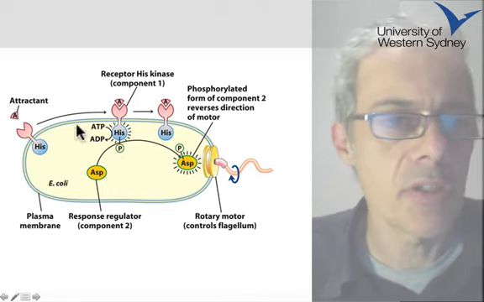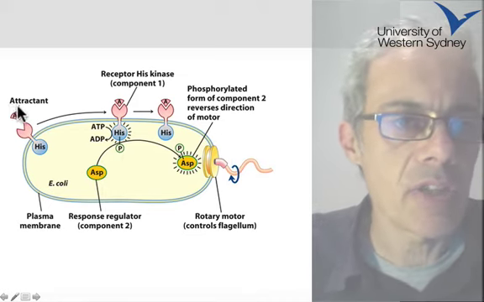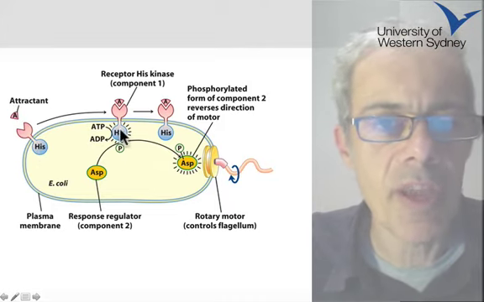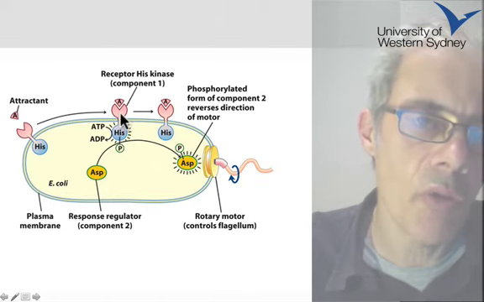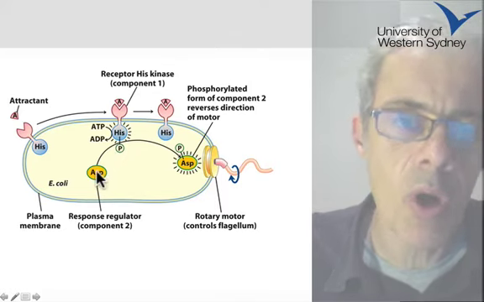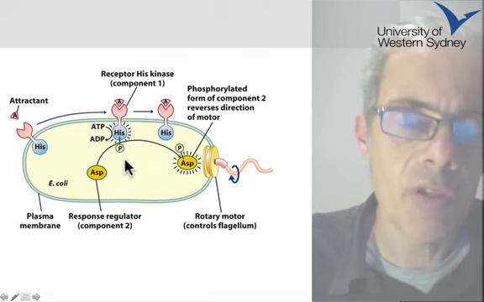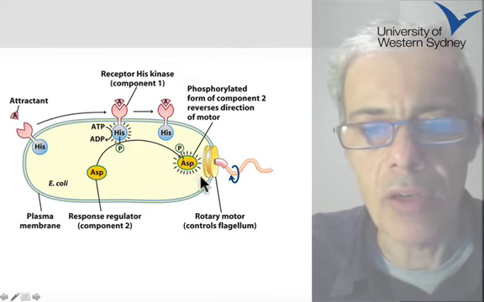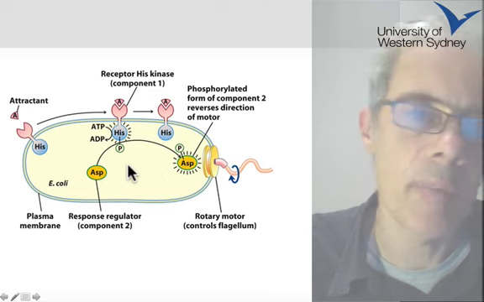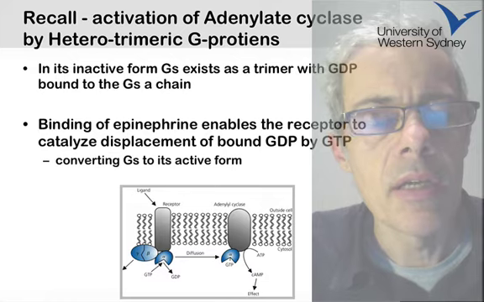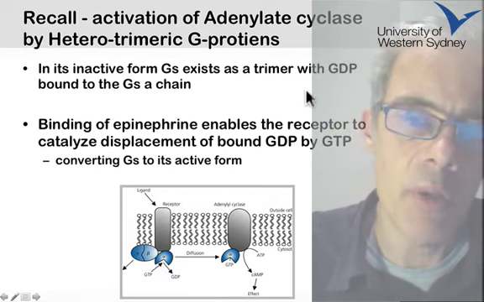Here's a little figure which just shows what I've been talking about. Here's an attractant that binds to the His kinase receptor, causing autophosphorylation of a histidine residue on the receptor. This phosphate group is then physically transferred onto the aspartic acid residue of a soluble protein. This phosphorylated protein can then move to the base of the flagellum and cause the flagellum to drive the bacteria towards the attractant.